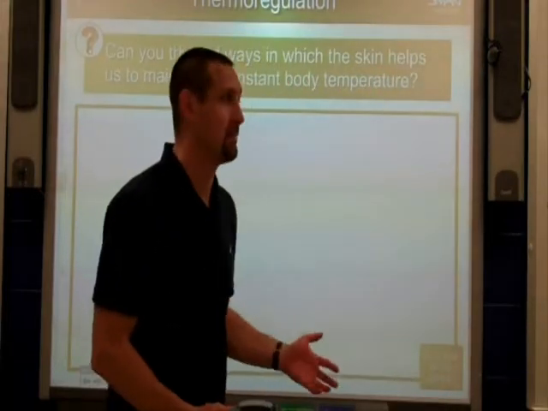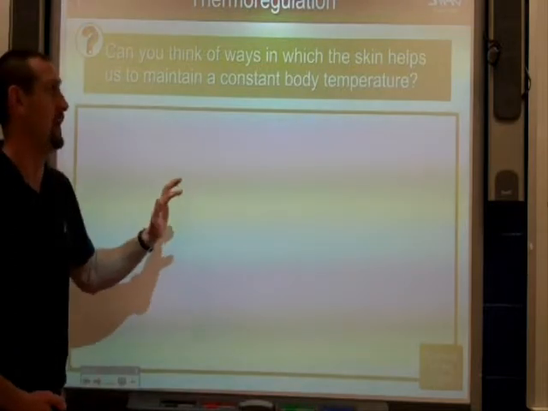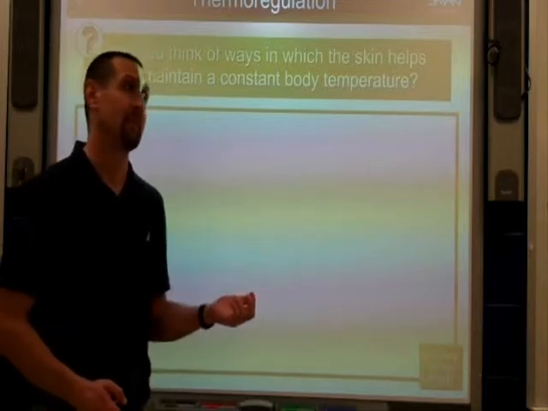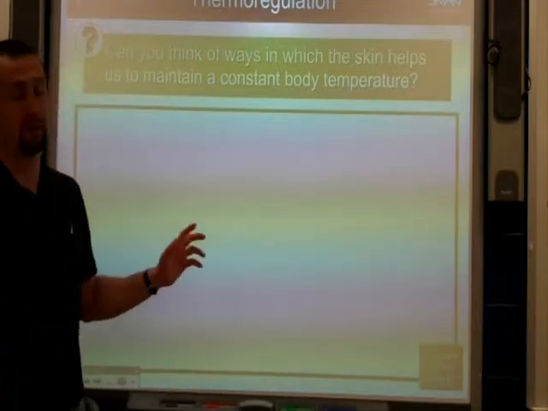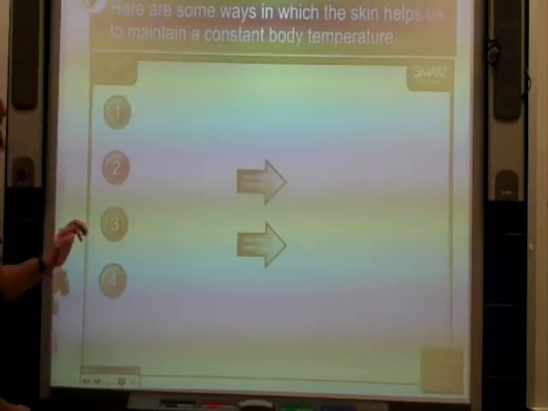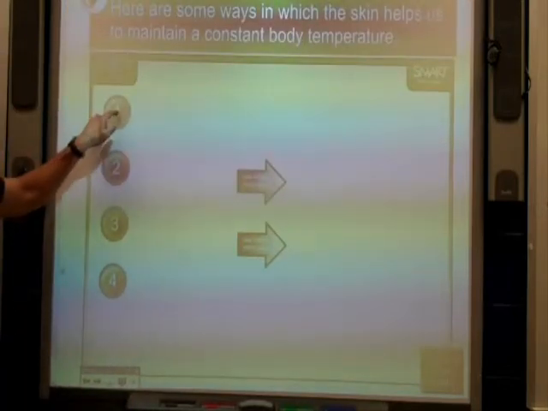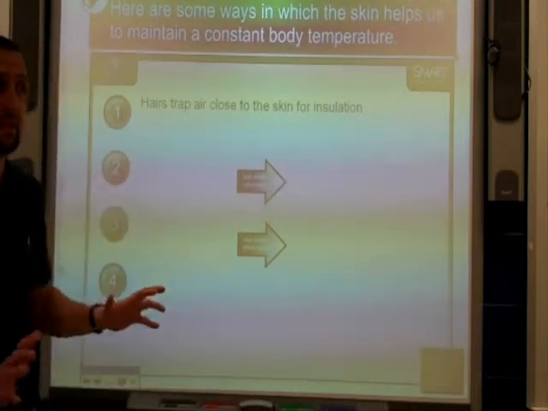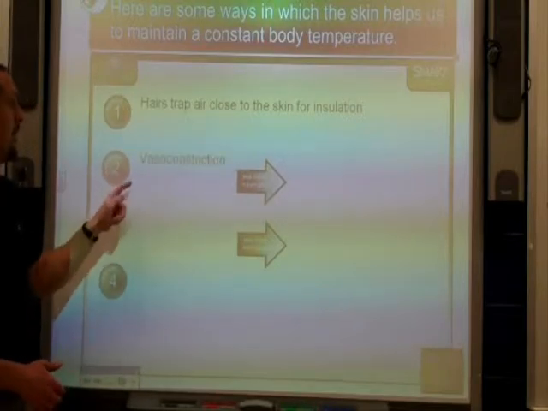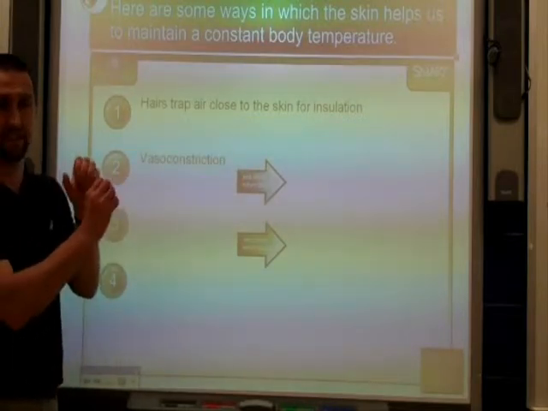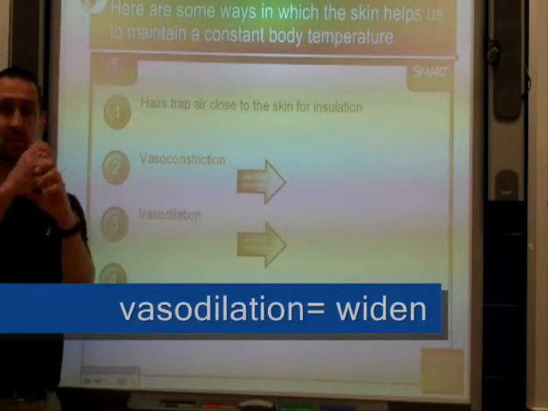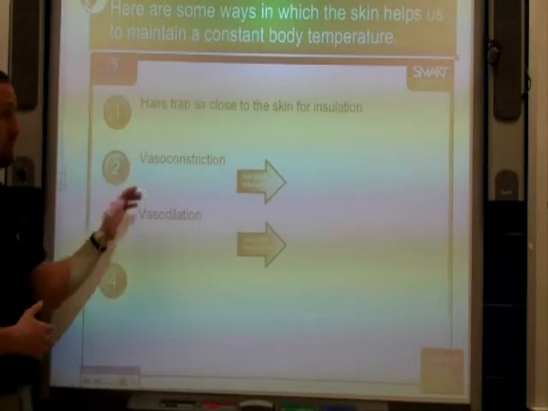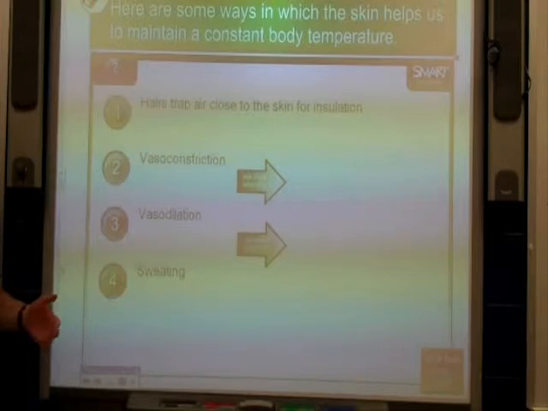So there's some ways that we might think about how the skin can help us maintain our internal body temperature. We talked about sweating, we talked about hair, we talked about the blood vessels in there. So there's all kinds of different ways that our skin can help us maintain our internal or constant body temperature. One thing is hair helps to trap the air close by for insulation. Also vasoconstriction, that means the blood vessels getting smaller. Vasodilation means the blood vessels getting wider. So now blood going toward our skin, blood moving away from our skin and into our more important organs. And then sweating, of course, to help cool us down.